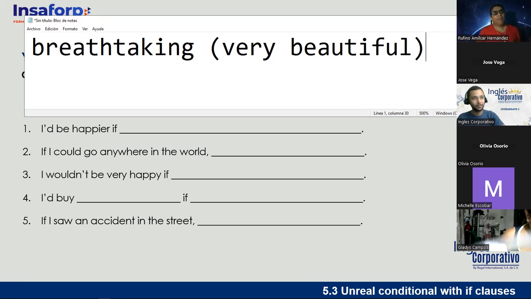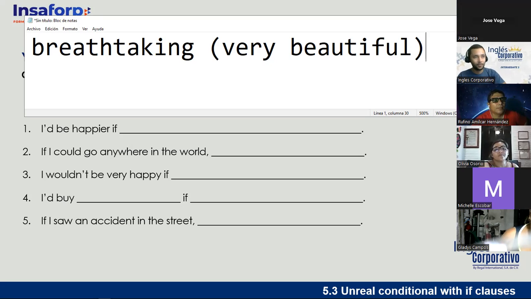I wouldn't be very happy if my father would die. Okay, but in this case, I wouldn't be very happy if my father... My father will die? No. Because you have if. When you have the word if... Died. My father died. In past, right? Ah, died. In past. Thank you. You're welcome. I wouldn't be very happy if my father died. That would be very tragic. Very good. Thank you, Amilcar. Jose Vega.